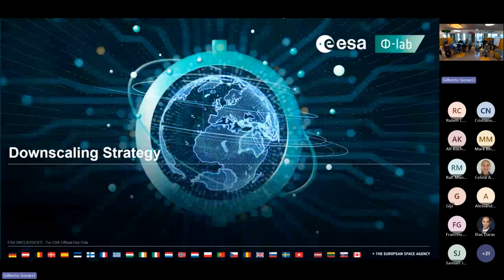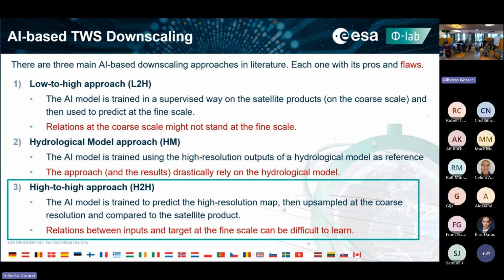So the downscaling strategy, mainly we have 3 approaches to the AI-based downscaling. The first, the simplest one, is the low to high approach, in which we train a model in a supervised way using the satellite products at the coarse scale, and then we use this model to predict at the fine scale. Of course, here we are making this very, very strong assumption that the relations at the coarse scale also are valid at the fine scale, which is almost never the case.